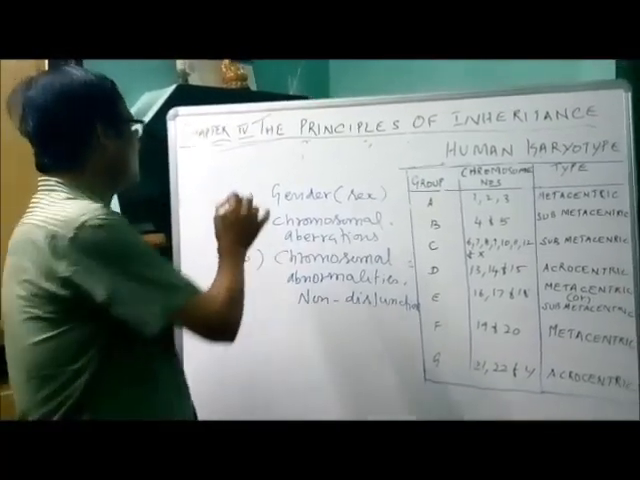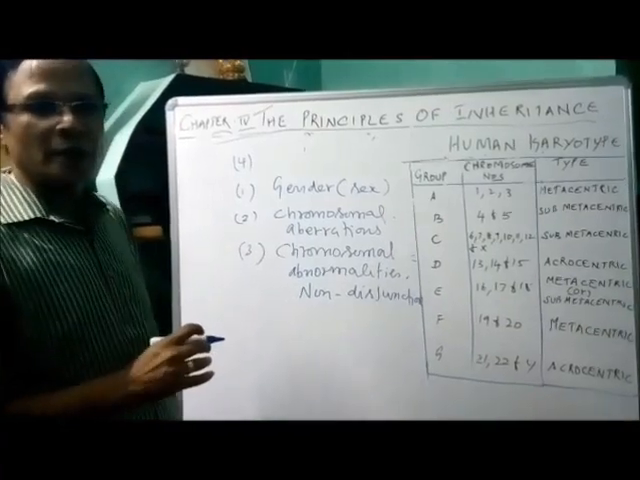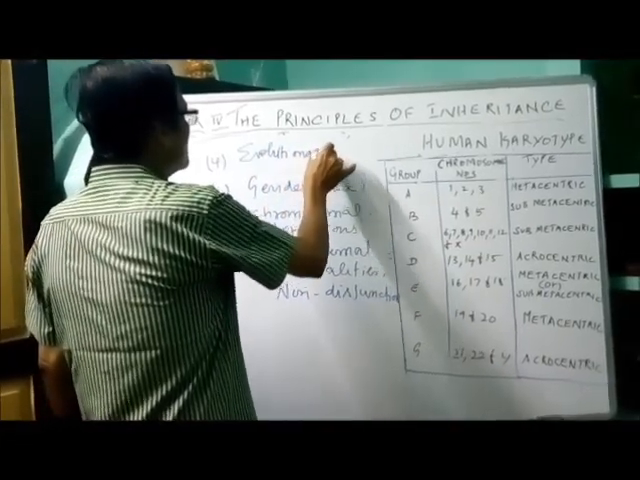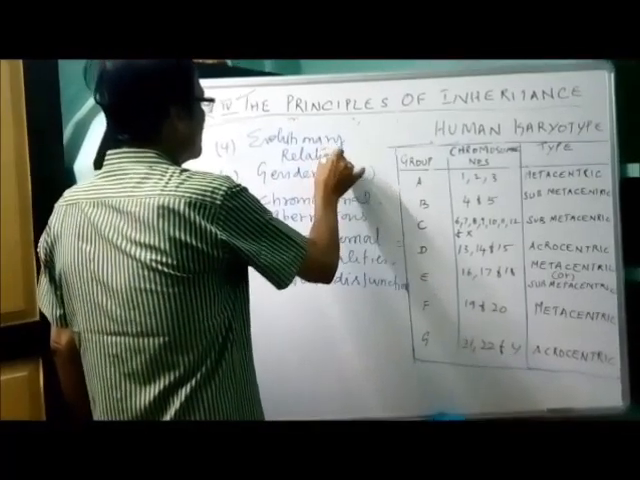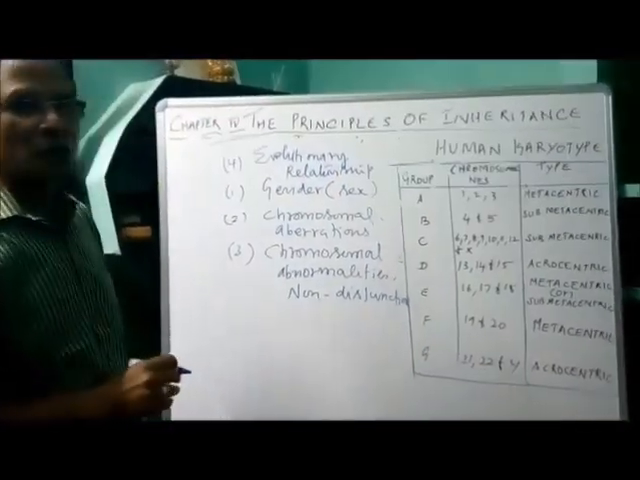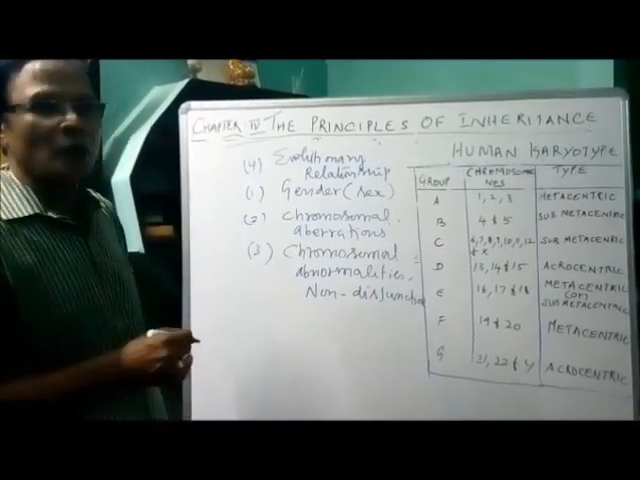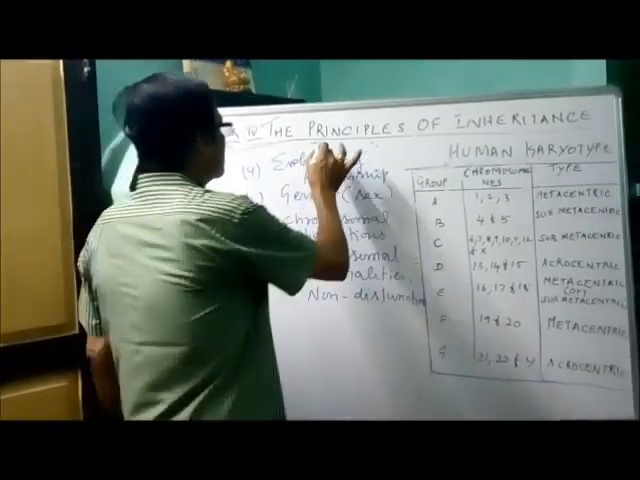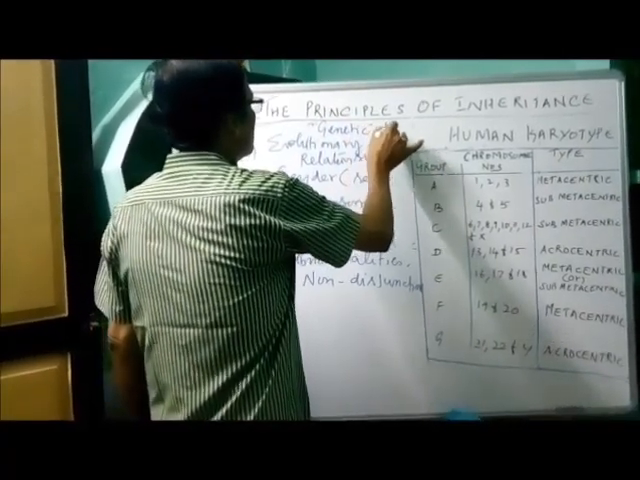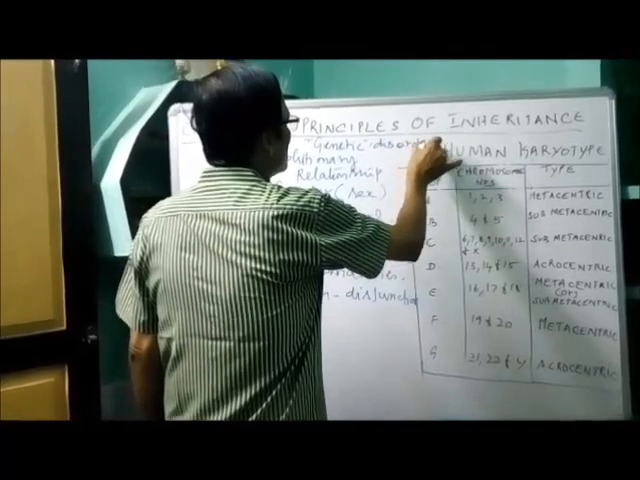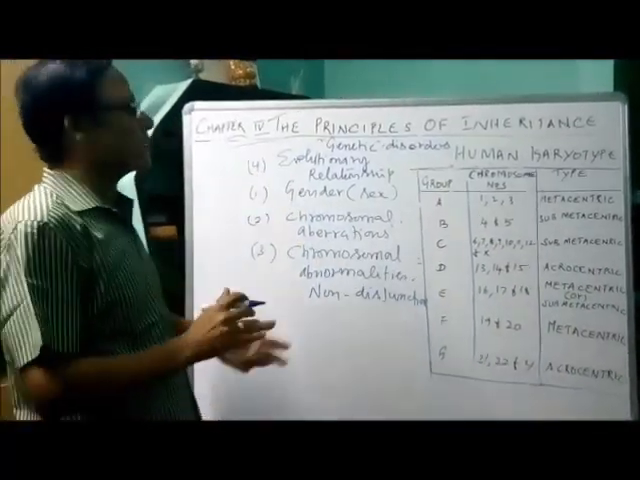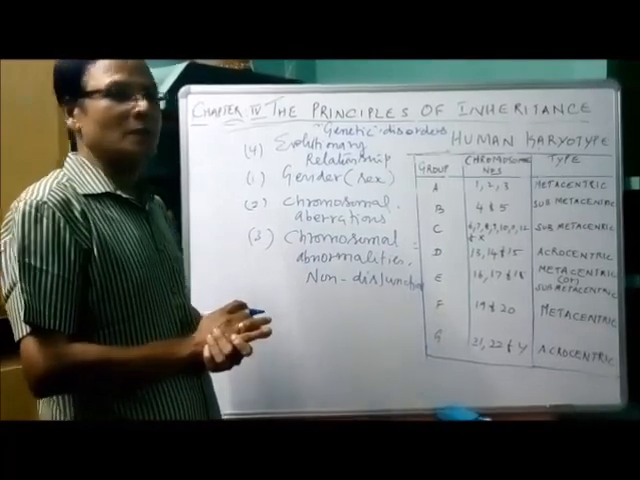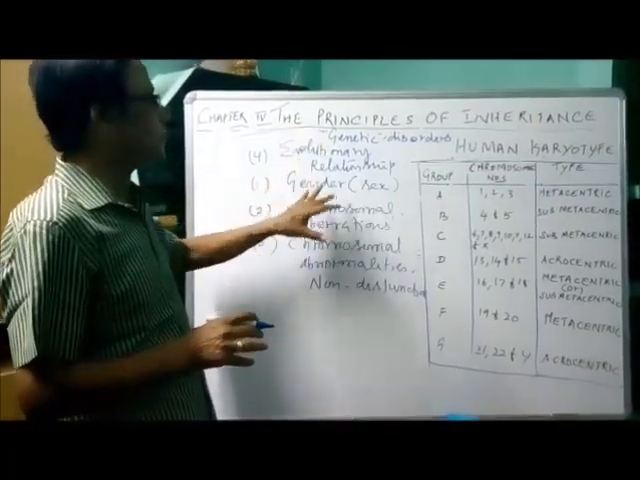I'll discuss more later. Now the fourth one, it helps to identify the evolutionary relationship between the species. The last one, it also helps to predict or depict genetic disorders. So it helps to identify the evolutionary relationships between the species, and it is also used to detect genetic disorders in the case of human beings. These are all the advantages of karyotype.